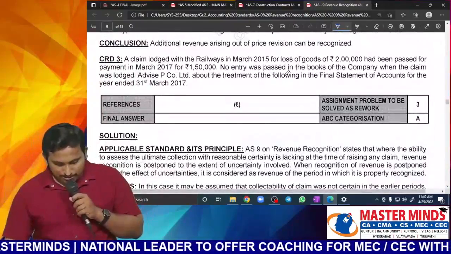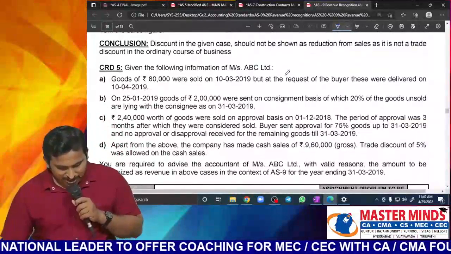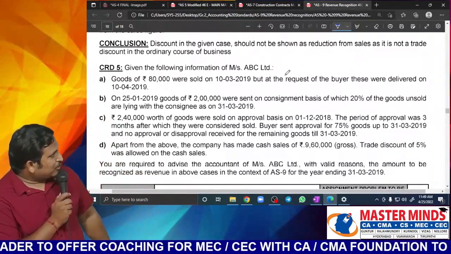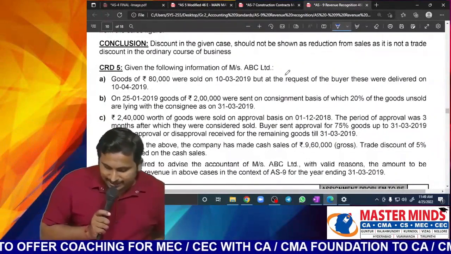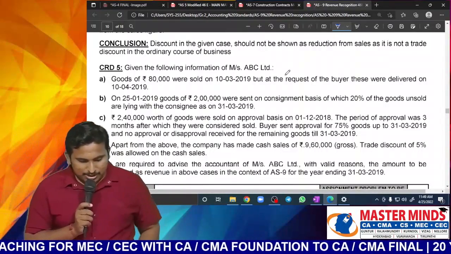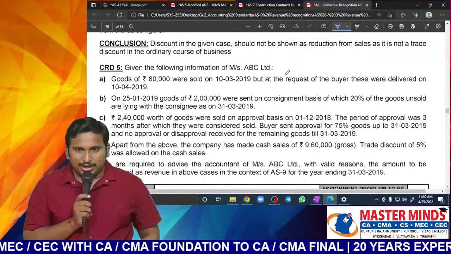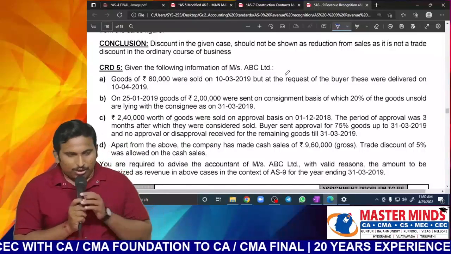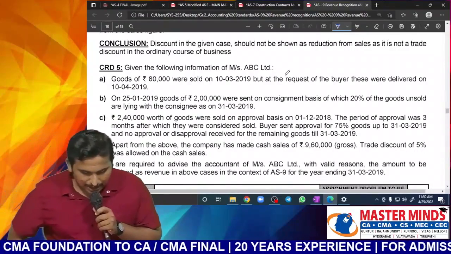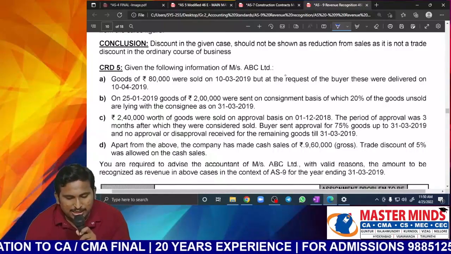Now, let me deal with question number, just wait, sir. Question number 5, which is important. Look at question number 5, sir. Goods of rupees 80,000 were sold on 10th March 2019, but at the request of the buyer, these were delivered on 10th April 2019. Can you please tell me on which date we will recognize the revenue? 10th March or 10th April? So I think it is on 10th March that we recognize the revenue.